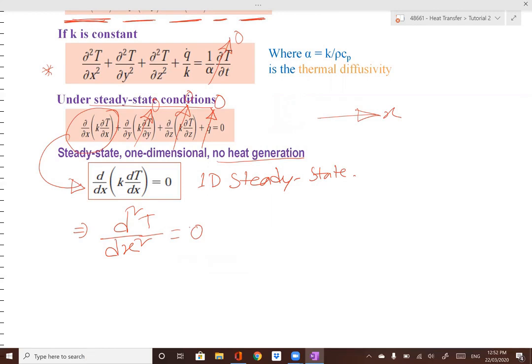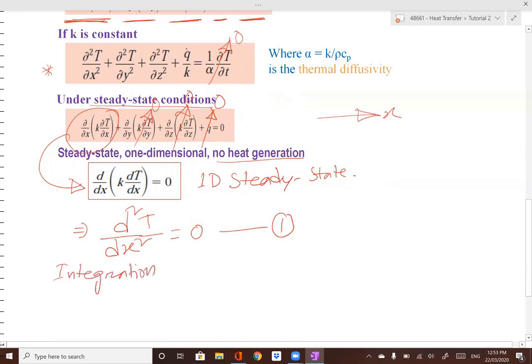Okay, now for the general solution, we will integrate equation 1 twice. So for the general solution, integration twice. After the first integration, it will become dT/dx equal to C1. C1 is the integration constant.